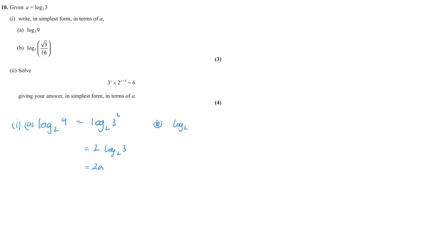is log to the base 2 of root 3 over 16. Okay, so that is log 3 to the half over 2 to the power 4. That's the tricky one there to see, because we've got log to the base 2 of 3 to the half minus log to the base 2 of 2 to the power 4.